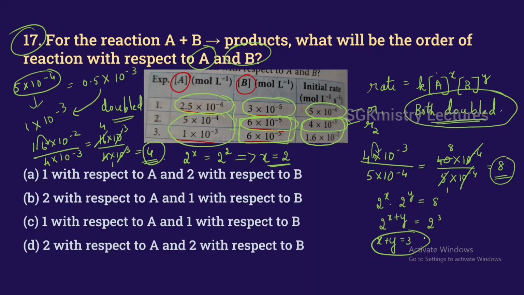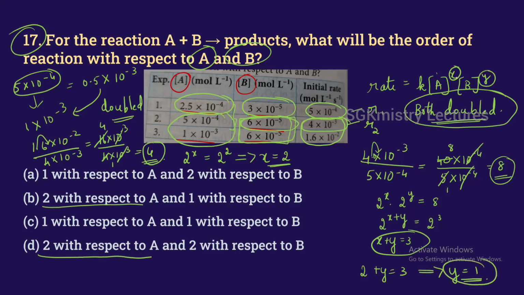So now we have this particular equation, x plus y is equal to 3. So x I'll substitute with 2, 2 plus y is equal to 3, which means y is equal to 1. Correct? Now, x for A we had taken as 2. So 2 with respect to A. Next, we have y is equal to 1.